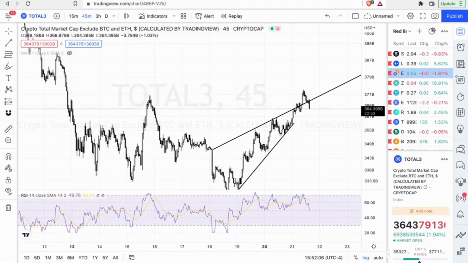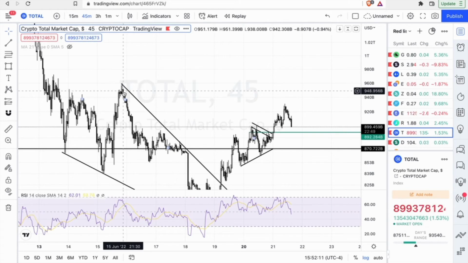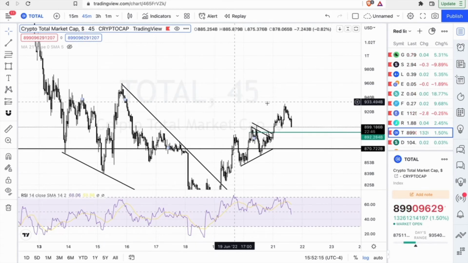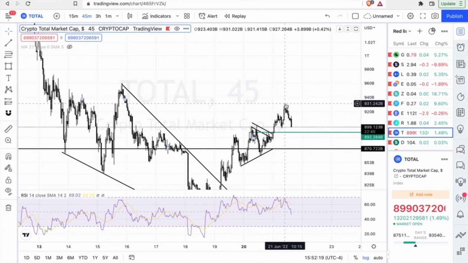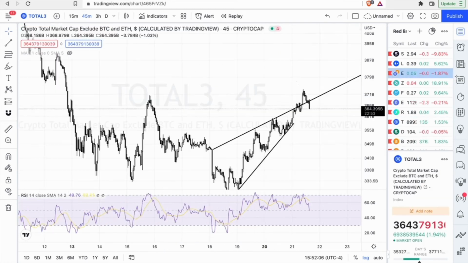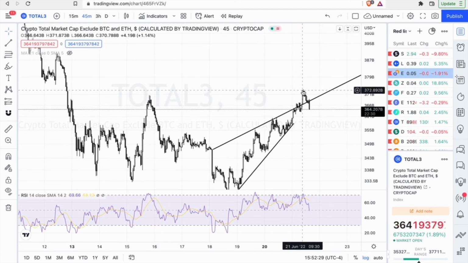Because if we look at the total market cap, Bitcoin will still need to put in a lot more numbers. Bitcoin has the most market cap along with ETH. This is a lot harder place to get to. So right now we've made a lower high on the total with everything included. But on only strictly altcoins, we've made a higher high.